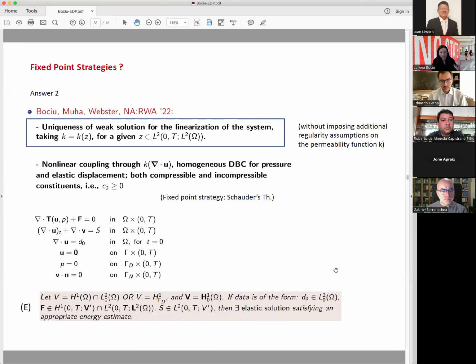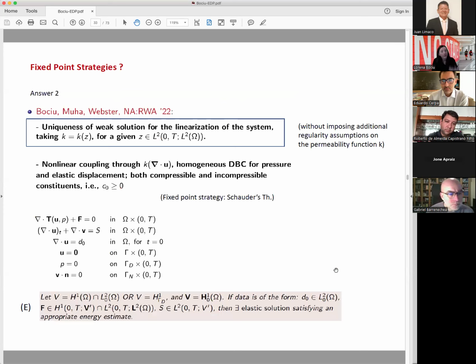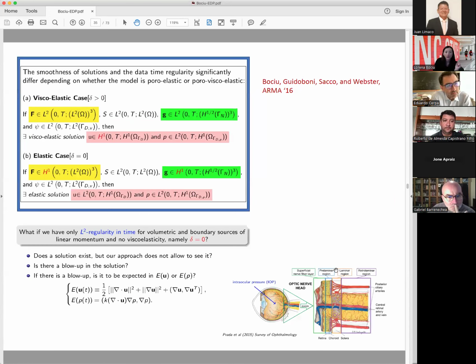One way to approach it is, okay, you don't have uniqueness, but you can work maybe with fixed point strategies for correspondences instead, right, which are multi-valued maps. We did that. Recently, we actually even were able to prove uniqueness of solution for the linearization system without further assumption on permeability. But these are done in more simplified scenarios where we had to simplify the boundary conditions. So we couldn't keep the full mixed boundary conditions from the application. But we do have some more recent results related to that.